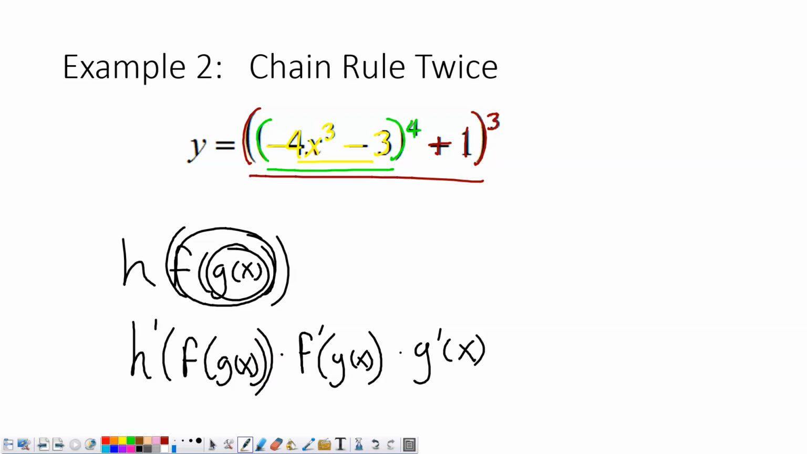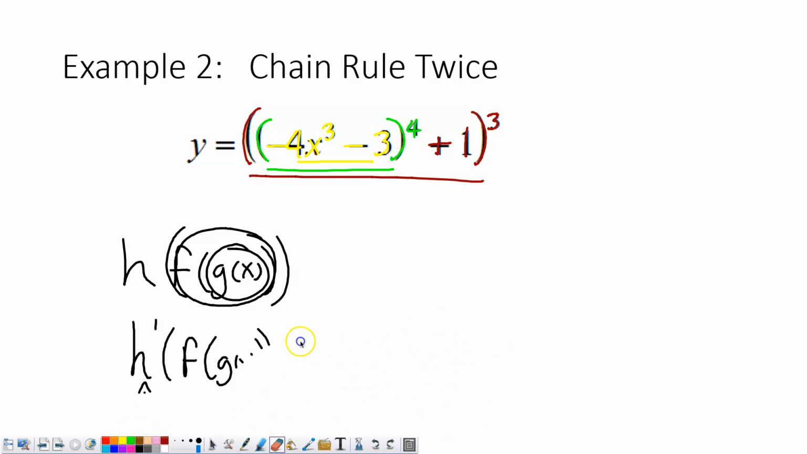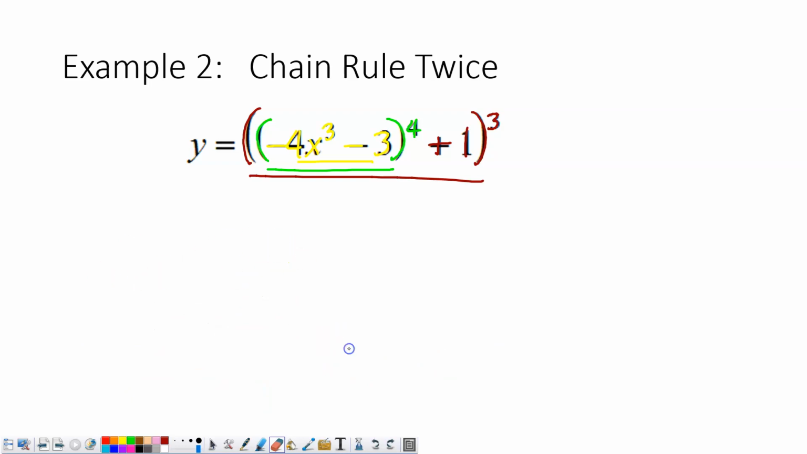Okay. So derivative of the shell, derivative of the egg white, derivative of the yolk, all times each other. Okay. So that's what we're looking at there. Let's go ahead and apply that to the problem on this page then. Okay, so let's start with the derivative of the shell, which I have colored in red here. So this is a power rule, okay? We have a quantity being raised to the third power.